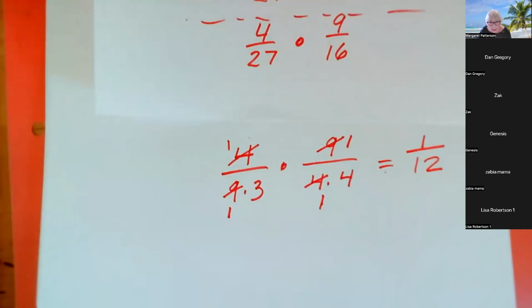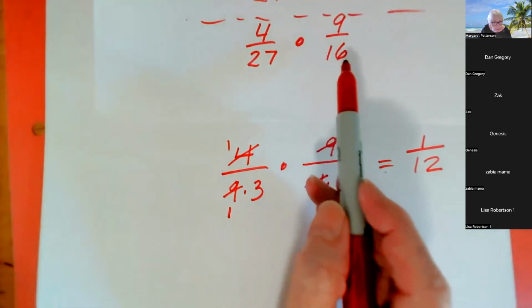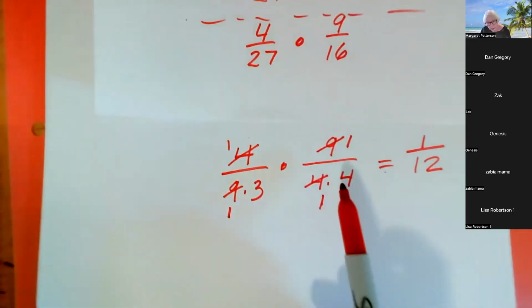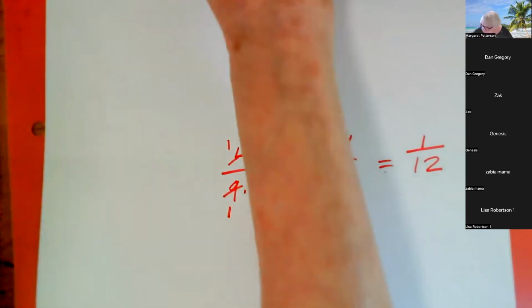Okay. Now, could I have prime factored it? Yes. But did I really need to when the numbers were small and I could say 16 is 4 times 4? I could do it that way if I felt like it. Okay. All right. Now what?